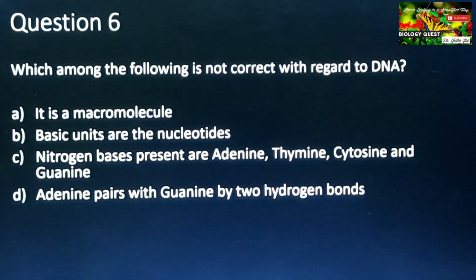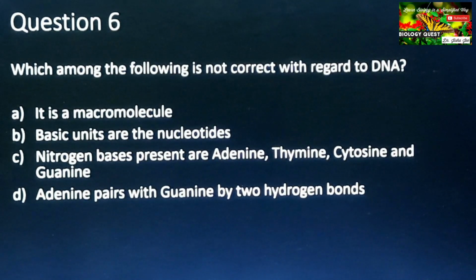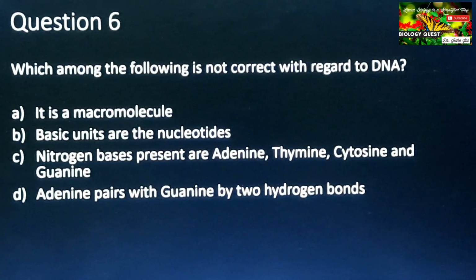Option D, adenine pairs with guanine by 2 hydrogen bonds. So we know the DNA molecule is formed of 2 strands of DNA. Okay, and the 2 strands of DNA are held together by hydrogen bonds occurring between the nitrogen bases. So here the hydrogen bonds are formed between adenine and thymine, and cytosine and guanine. Okay, adenine pairs with thymine by 2 hydrogen bonds, and cytosine pairs with guanine by 3 hydrogen bonds.